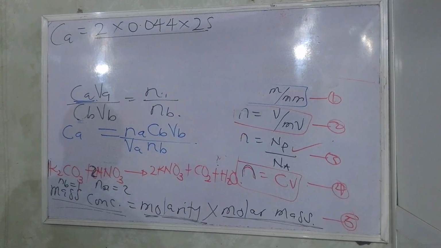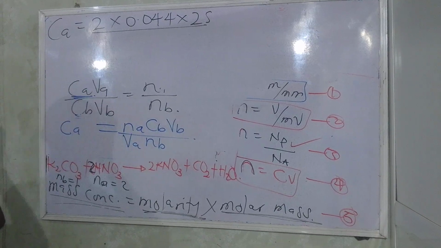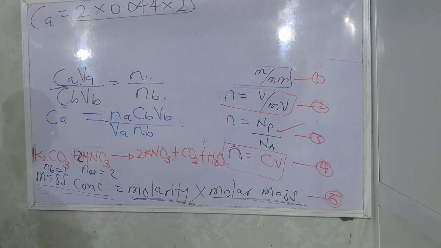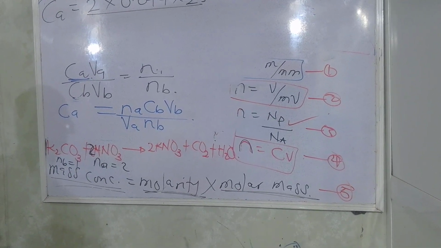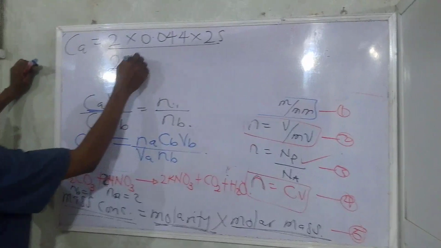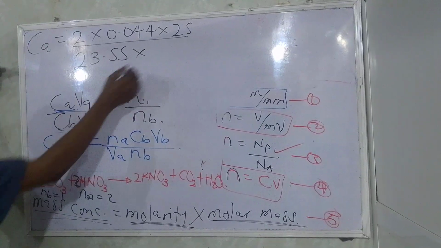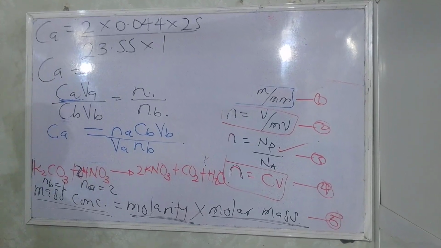I can't remember. Please let me check that question. I wrote it here. I think 23 point something. Maybe 23.55. Alright, 23.55. Times what about the number of mole of B and NB? 1. So CA is now equal to, so you now press the calculator.